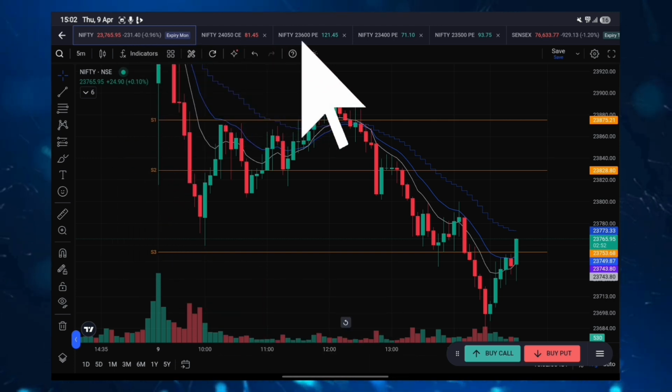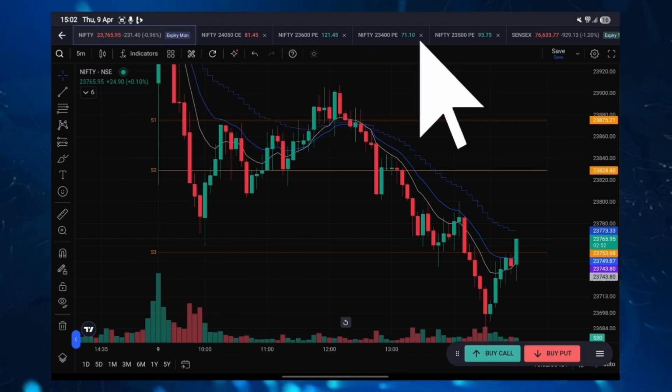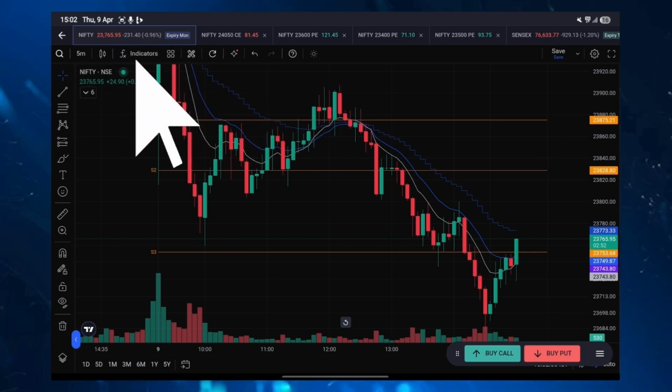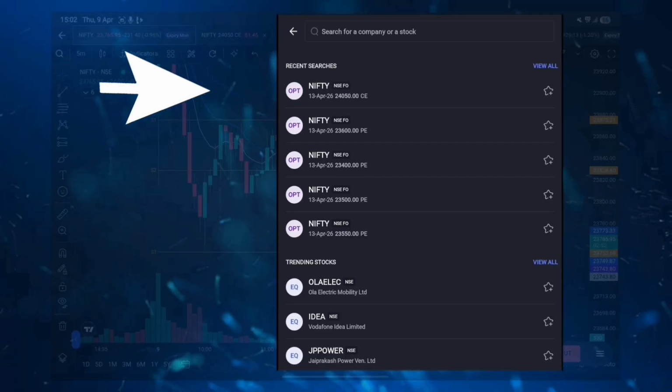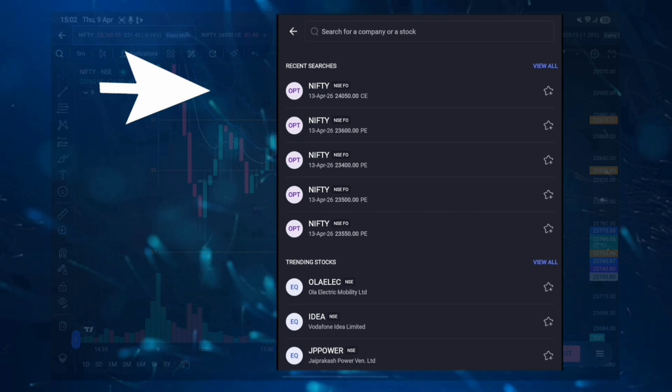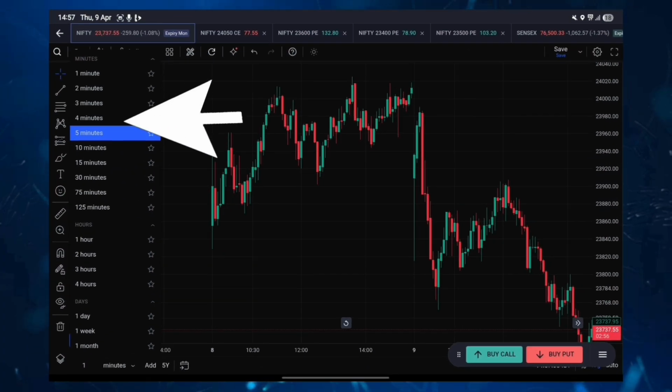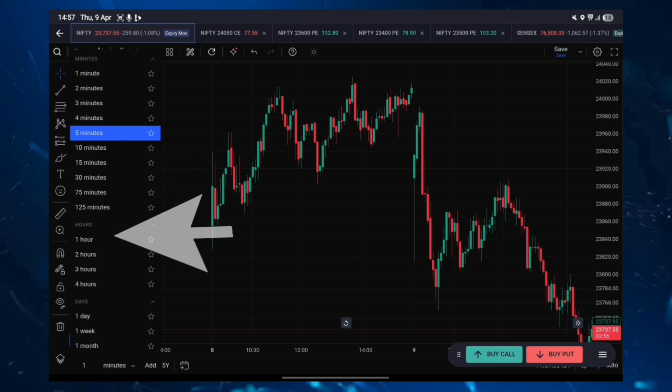See here, this is the title bar, and here you can see the recent checklist of your stocks and premium. Beneath that we have another bar. There we have the search option, where you can search stocks, indexes, whatever. Next to it we have the time frame. From there you can select the time frame of the candles: 5 minutes, 10 minutes, 1 hour, and so on.